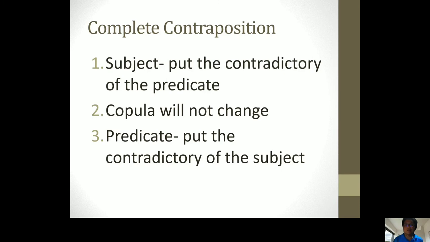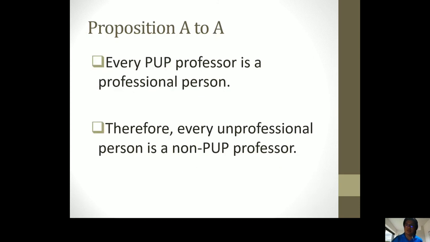Now let's have the complete contraposition. When we say complete contraposition, the subject is put as the contradictory of the predicate. Your copula now will not change. Then your predicate is put as the contradictory of the subject. Once you put your subject as predicate, change it to its reciprocal. When you put your predicate as a subject, change it to its reciprocal, but do not change your verb. Example, proposition A to A, universal affirmative to universal affirmative.